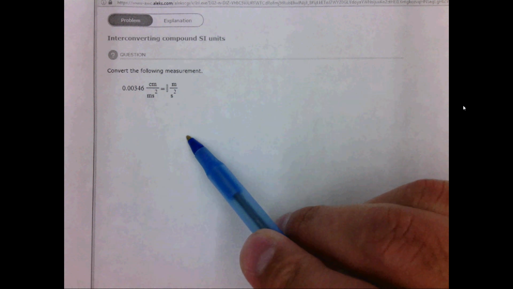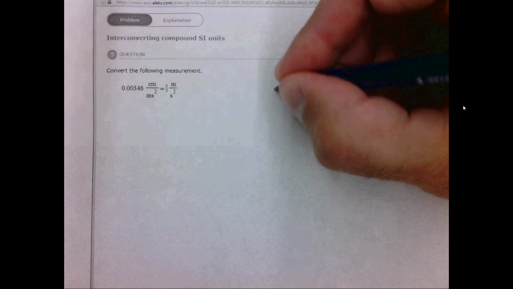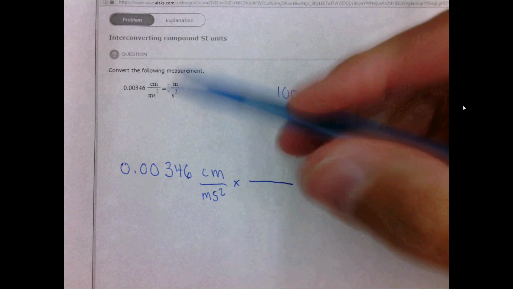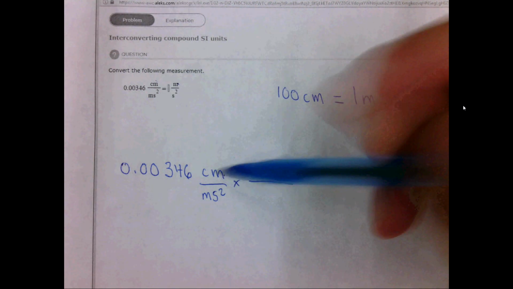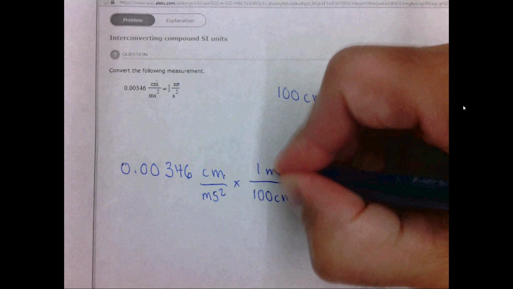So let's start with the distance equality first. So we know that 100 centimeters equals 1 meter. So we can do this conversion. 0.00346 centimeters per millisecond squared times. Now, in the final conversion, we want meters on the top, and we want to get rid of centimeters. Since centimeters are on the top here, we want to put the 100 centimeters on the bottom, so they'll cancel out, and put the 1 meter on the top.